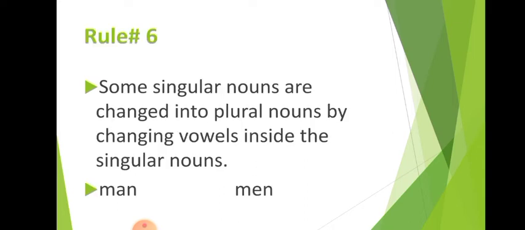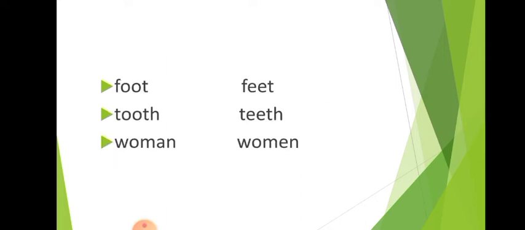Rule number 6. Some singular nouns are changed into plural nouns by changing vowels inside the singular noun. For example, man, we have a, a vowel, in between m and n, so we have changed it into e. That is the irregular pattern of changing the singular noun into a plural noun. The words which have vowels in between. Foot, feet, tooth, teeth, woman, women. You can see in foot the double o is the vowel, so we have changed it to double e to make it a plural noun. Feet, tooth, teeth, woman, women.